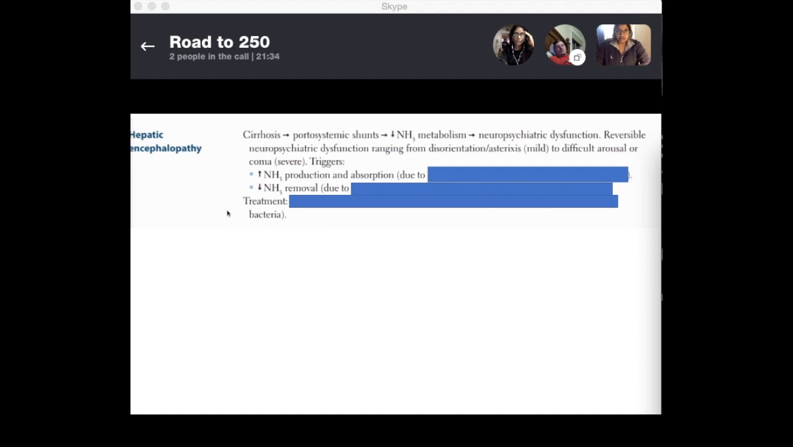Now, there are some additional triggers that can occur to cause this condition. Ones that increase ammonia production and absorption, and ones that decrease its removal. So, can anyone name some of the causes of increased production and absorption?